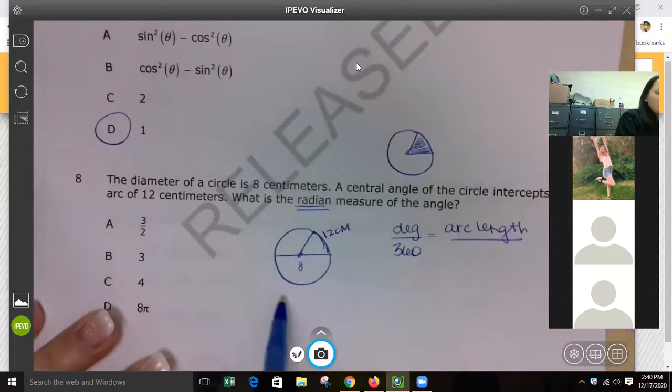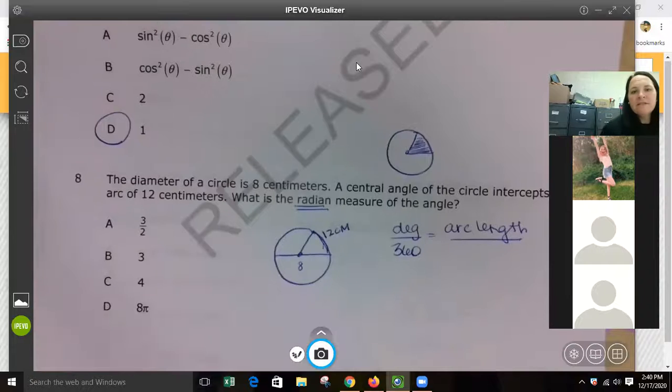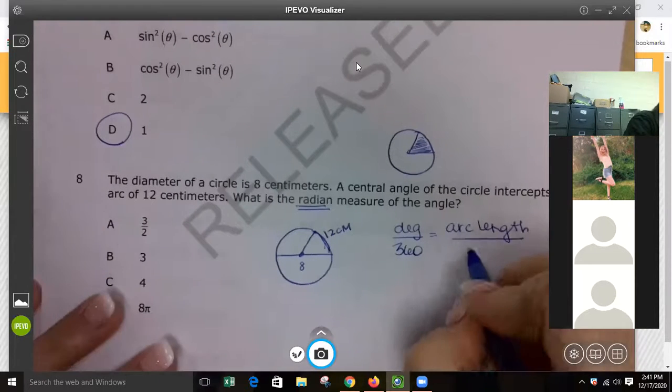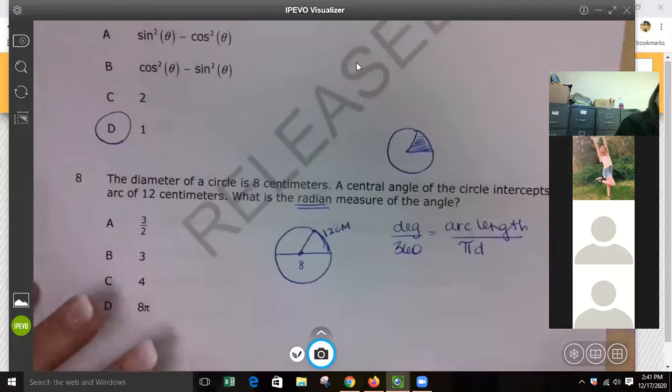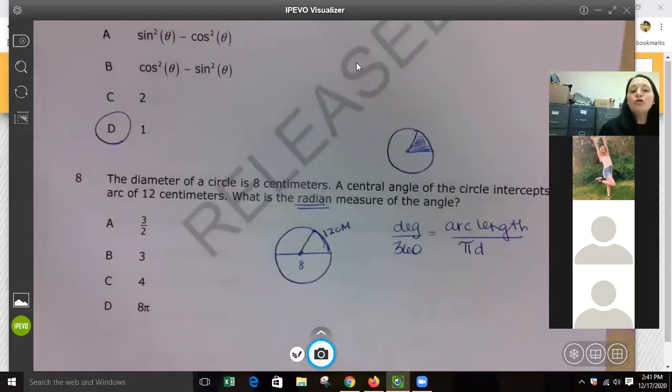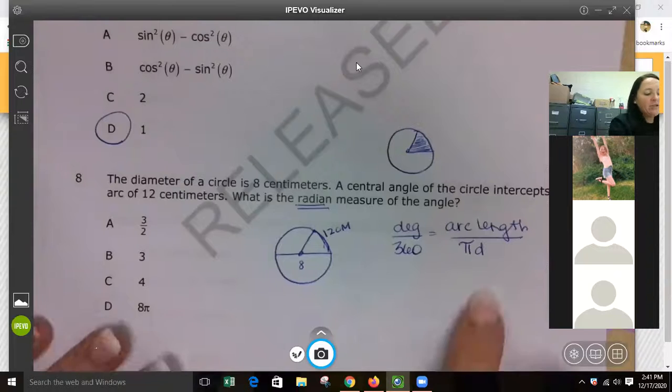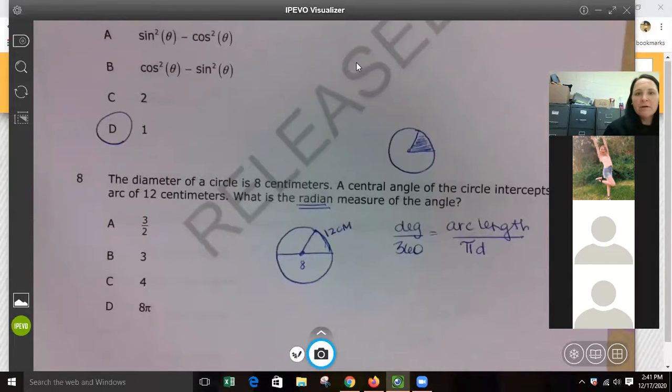So what is the outside of the circle called? The distance outside of the circle. Circumference. Yes, and that is either pi times diameter, or you can do pi 2r or 2 pi r, whatever you guys have ever known. I just do pi times diameter since I have the diameter.